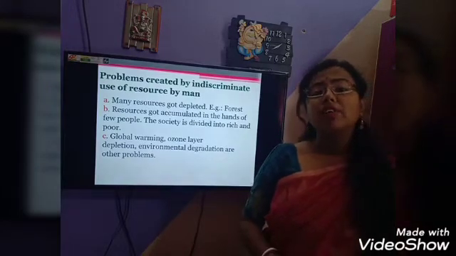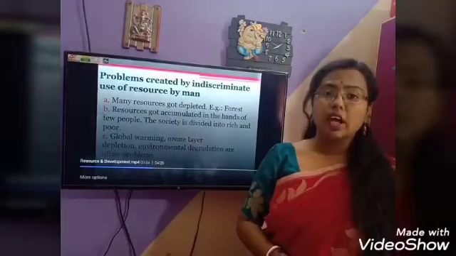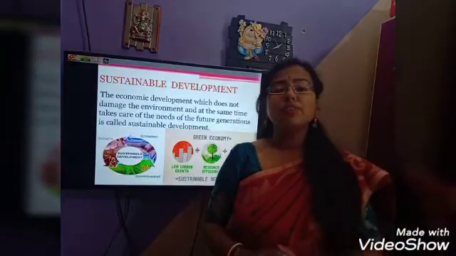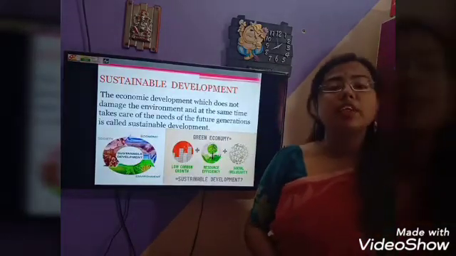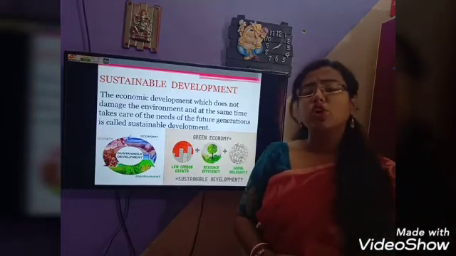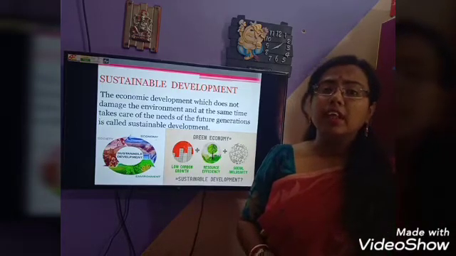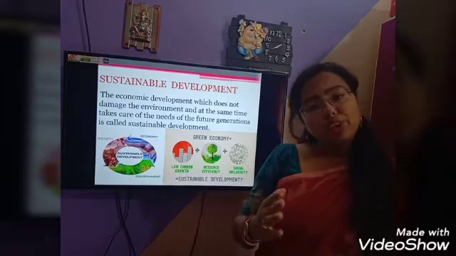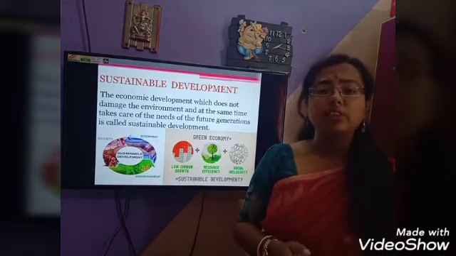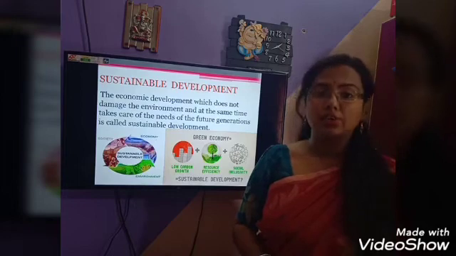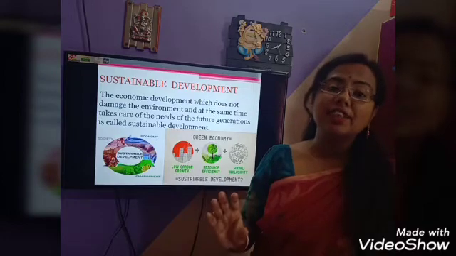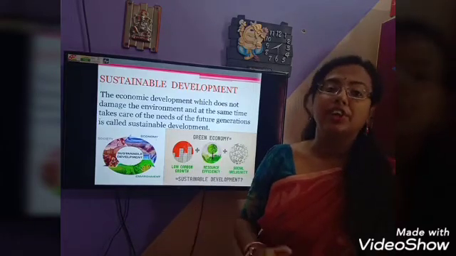Next, how can we conserve these resources? How can we protect our resources for ourselves, for our earth? First of all, we need to follow the Sustainable Development Plan. What is the main concept of sustainable development? This method tells us that you use whatever resource you need to fulfill your demand, but you don't waste the resource. We need to use resources in such a way that we can save them for our future generations.